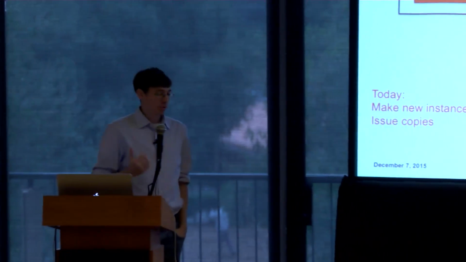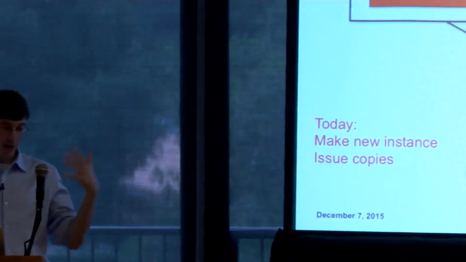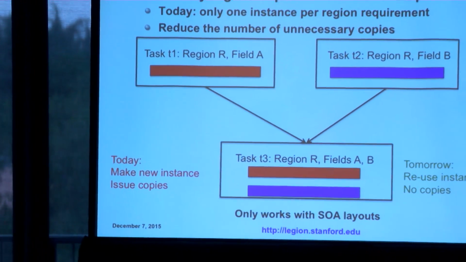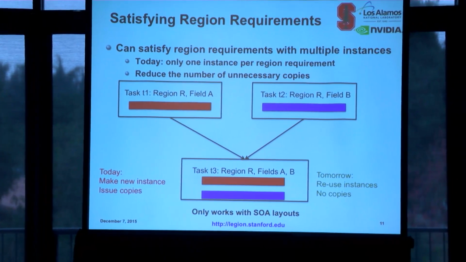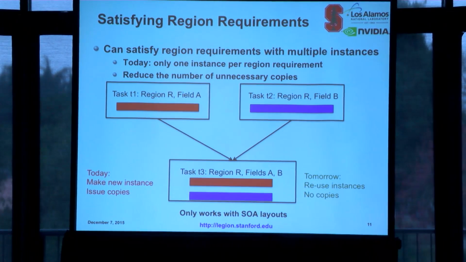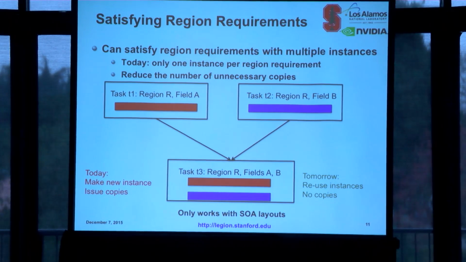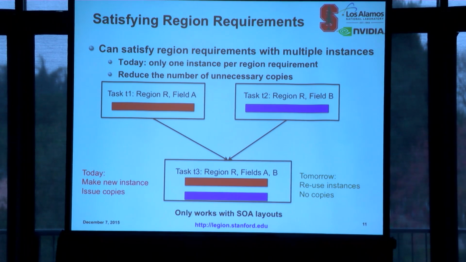It's important to point out that this really only works with SOA-style layouts. So your constraint language is going to have to say you want an SOA-style layout. That's not such a bad performance price to pay. If you wanted AOS, then we do have to do the copy, because we're going to have to do the reordering of our data to get A and B fields, or red and blue fields, interleaved to make sure you get the locality that you want. So it's up to you what your task variant is going to assume. But if your task variant says I only need an SOA-style layout, we'll allow you to reuse those instances and use multiple instances to satisfy region requirements instead of forcing you to make copies unnecessarily.